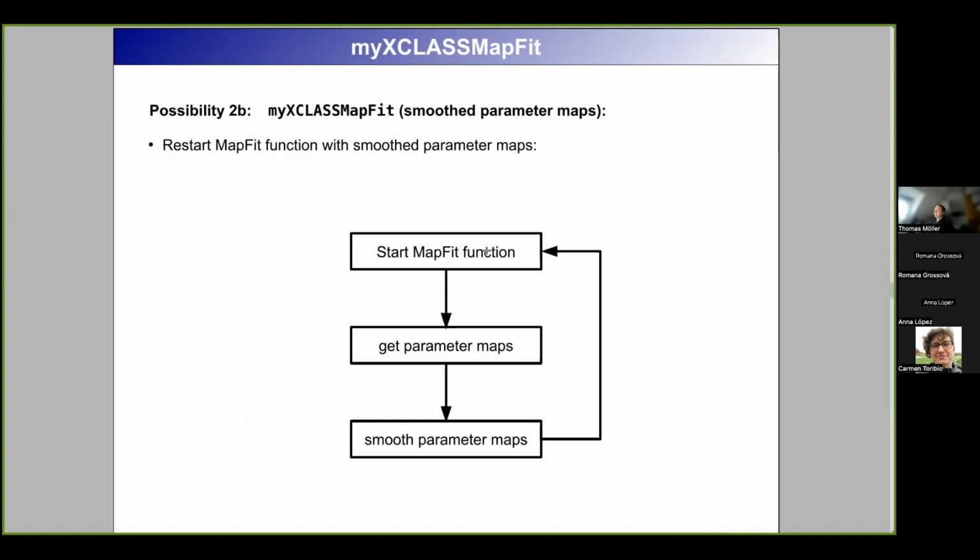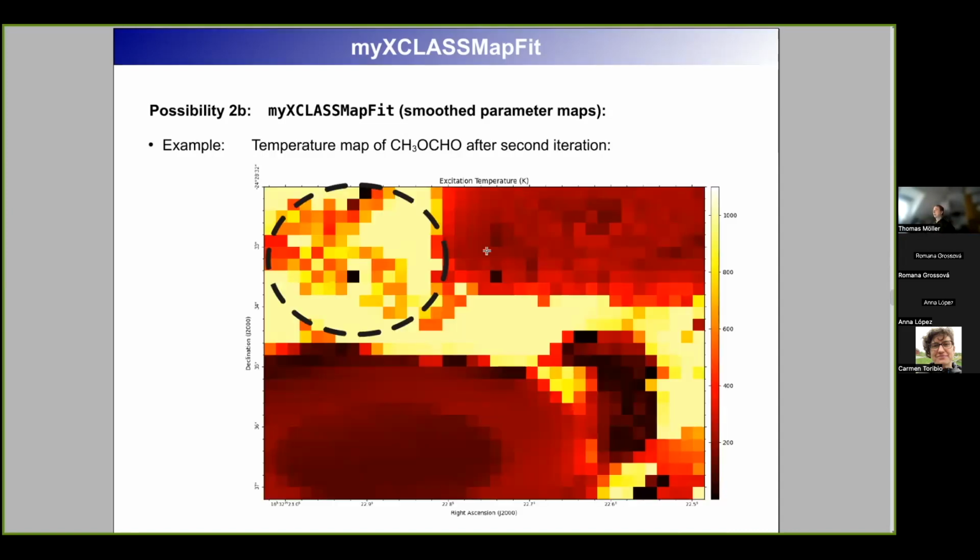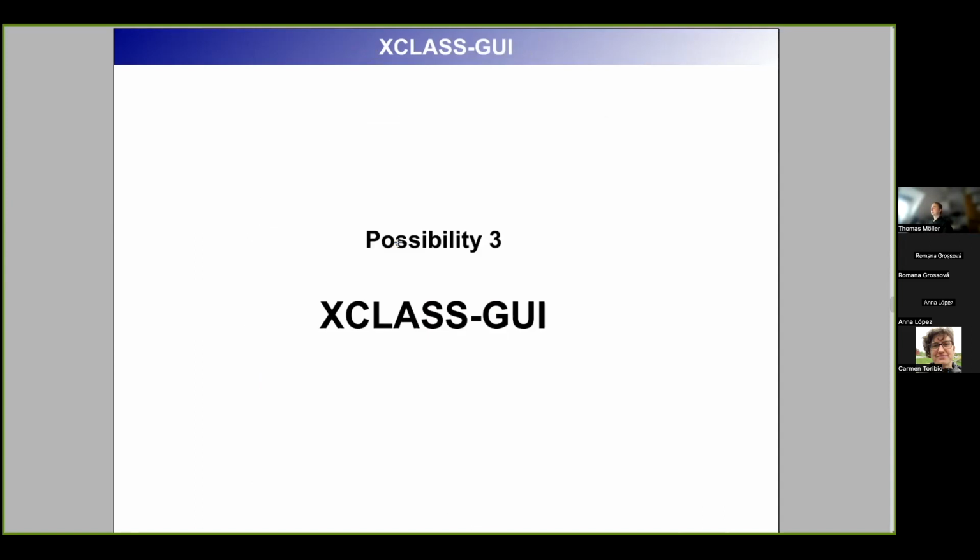So this means that the result of the first iteration is smoothed, and then for each pixel in the second iteration, the smooth temperature value for each pixel is used as initial guess for a second fitting iteration. So this helps to get a smoother temperature distribution. As you can see here, now a lot of this weirdness is removed. Maybe one has to use a third iteration, whatever.